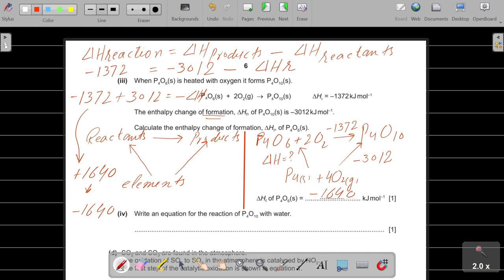Write an equation for the reaction of P4O10 with water. So it is from inorganic chemistry, and non-metal oxides are acidic in nature. So when a non-metal oxide reacts with water, we will get some acid. So P4O10, they are reacting with water, and we will get some acid. Sorry, they are reacting with water, they are not liquid. My bad.